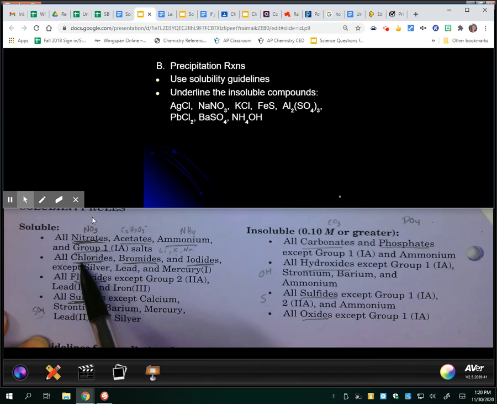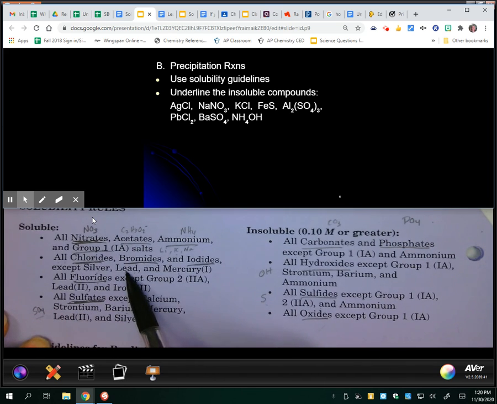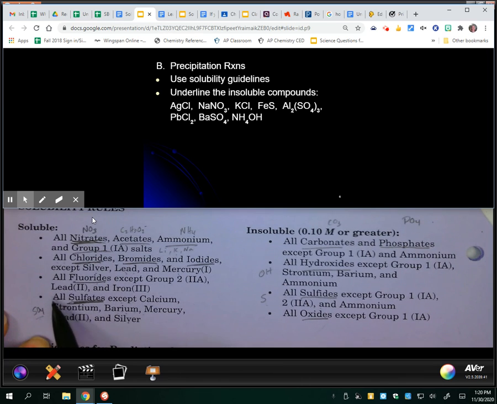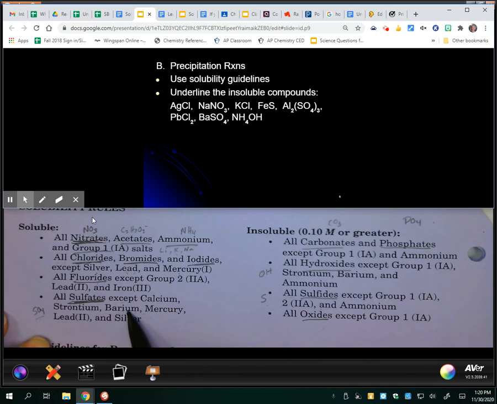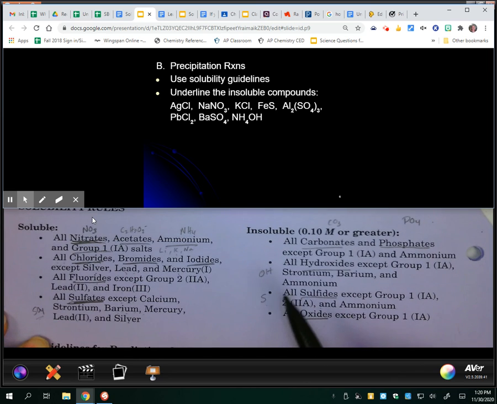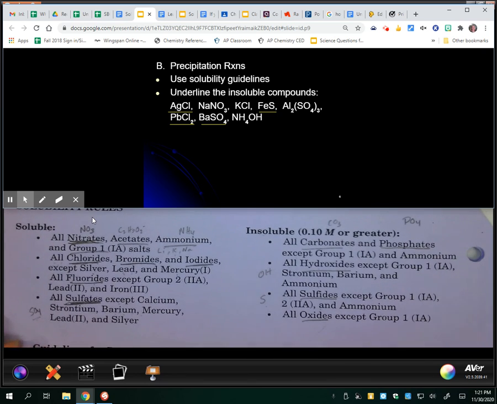PbCl2, all chlorides are soluble except lead, so that one's insoluble. The next one, BaSO4, all sulfates are soluble except barium, so that one's also insoluble. The last one is a hydroxide. All hydroxides are insoluble except for ammonium, so this one is all kinds of soluble. These should have been the only 4 that you wrote down.